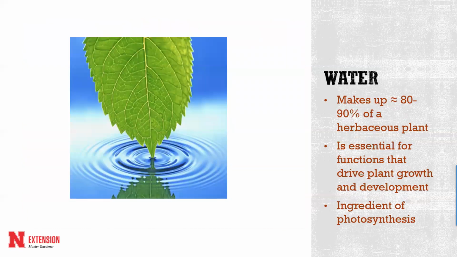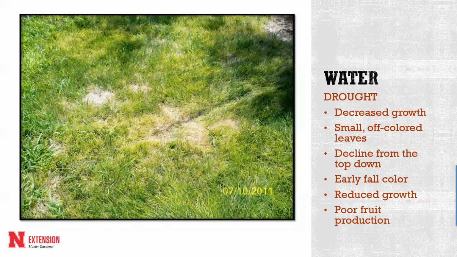So the last thing we're going to look at is water. Water makes up approximately 80 to 90% of most herbaceous plants. It is an essential part of plant growth and development, and it drives most of the plant growth and development, and it is one of the ingredients that you need in photosynthesis. We're going to look at water drought and what water drought looks like.